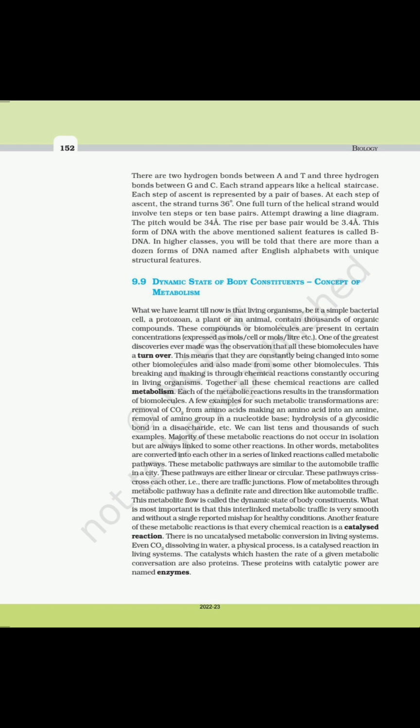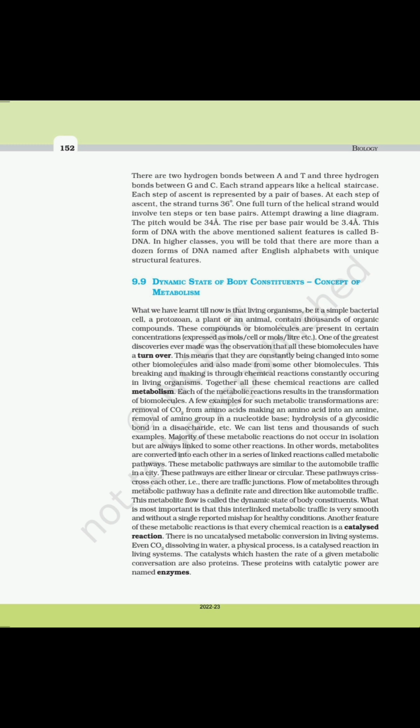This breaking and making is through chemical reactions constantly occurring in living organisms. Together all these chemical reactions are called metabolism. Each of the metabolic reactions results in the transformation of biomolecules. A few examples of such metabolic transformations are removal of CO2 from amino acids, making an amino acid into an amine, removal of an amino group in a nucleotide base, hydrolysis of a glycosidic bond in a disaccharide, etc. We can list tens and thousands of such examples.